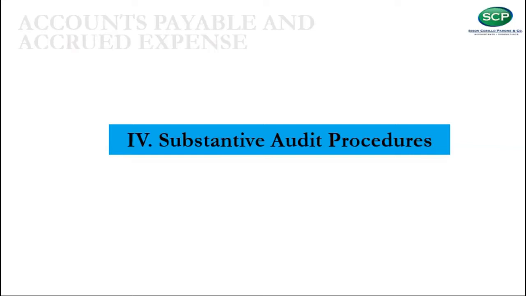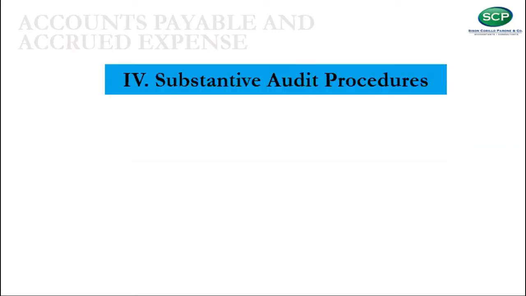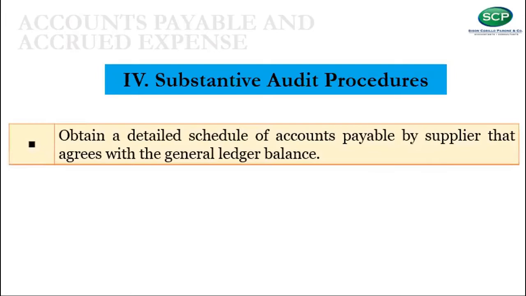So let's start with the first audit procedure, which is to obtain a detailed schedule of accounts payable by supplier that agrees with the general ledger. Just like with any other account balances that we audit, we also need to obtain a detailed schedule of accounts payable and accrued expenses, preferably by supplier. So the keyword is preferably, hindi naman siya kailangan laging ganito. But of course, this is the format that we prefer, by supplier.